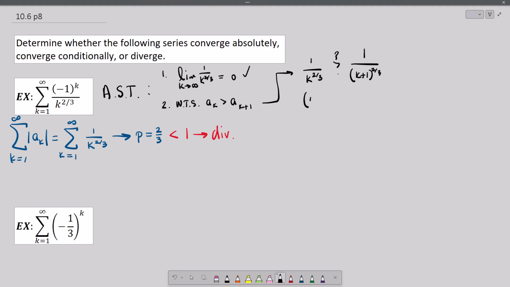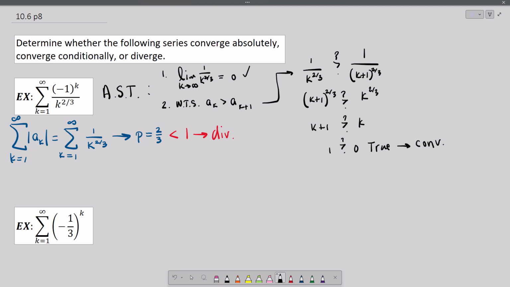So we cross multiply here. Raise both sides to the 3/2 power, and we get this. Subtract off the k, and we can almost always get down to a numerical inequality that we can solve by inspection. That is true. Because that's true, the series converges.